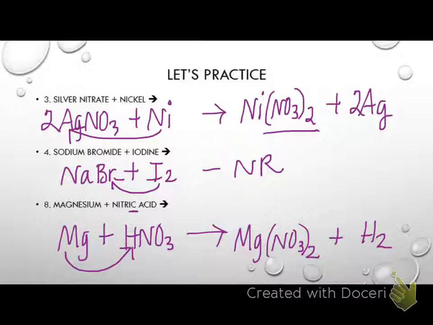And so in order to balance that, the only thing I need to do is put a 2 right there, because now I have 2 hydrogen and 2 nitrates. So on the next slide, we'll talk about some examples from the lab, because there were a couple of single replacements from the lab. So let's talk about those.